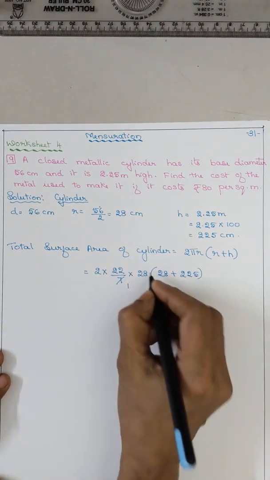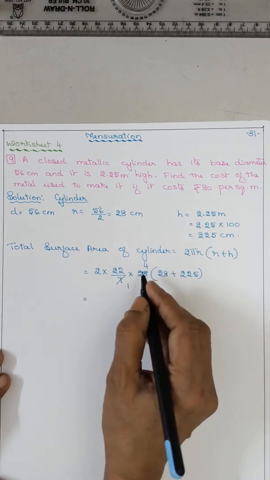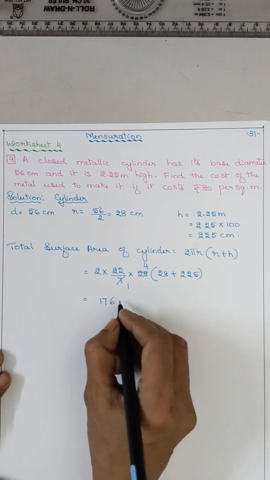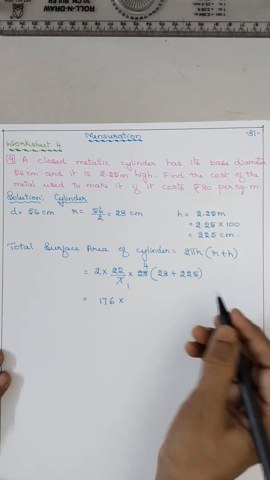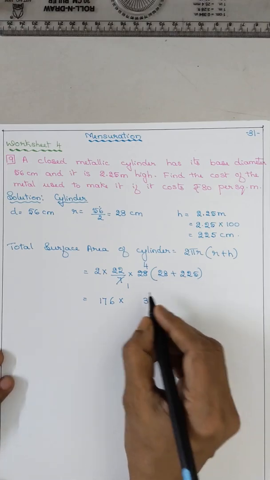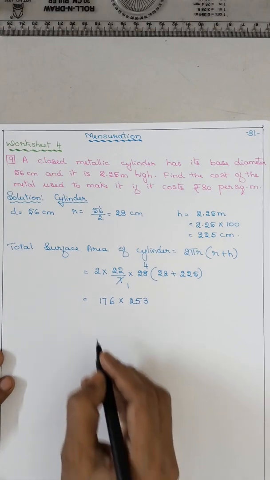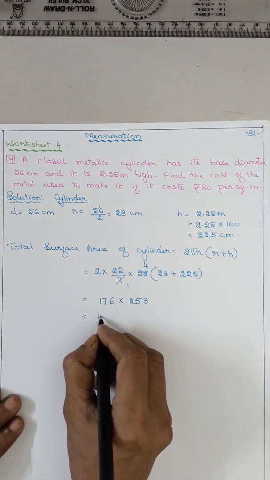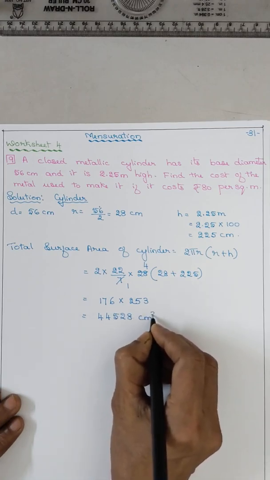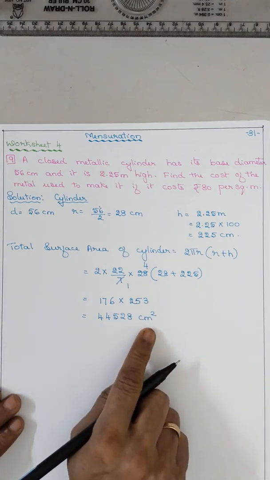Now 7 ones are 7, 7 fours are 28. So you got 44 into 4. 4 fours are 16, 4 fours are 16 plus 1, 17 into 8 plus 5, that is 13. 1, 2, 3, 4, 5 and here 2. When you multiply, you will get 44528 centimeter square.